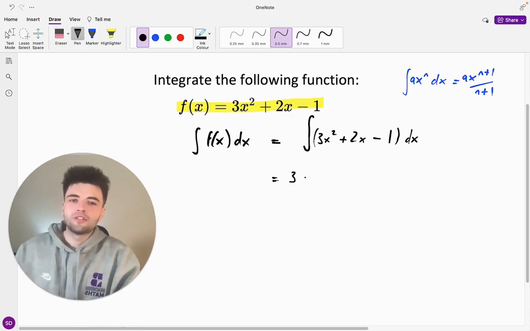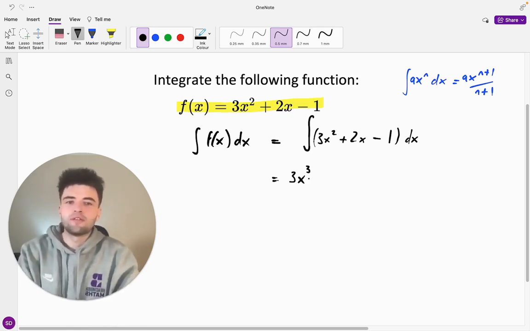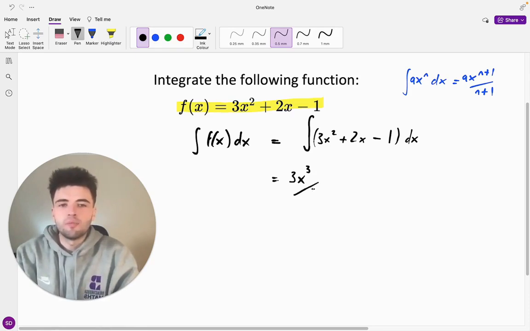And so just go through each term now. What we're going to do is we're going to keep the 3 the same in front of our x squared, but our x squared is going to become x cubed because we're just adding on a power. And then we're also dividing by the number that we added on. So because it's cubed, we're dividing by 3.